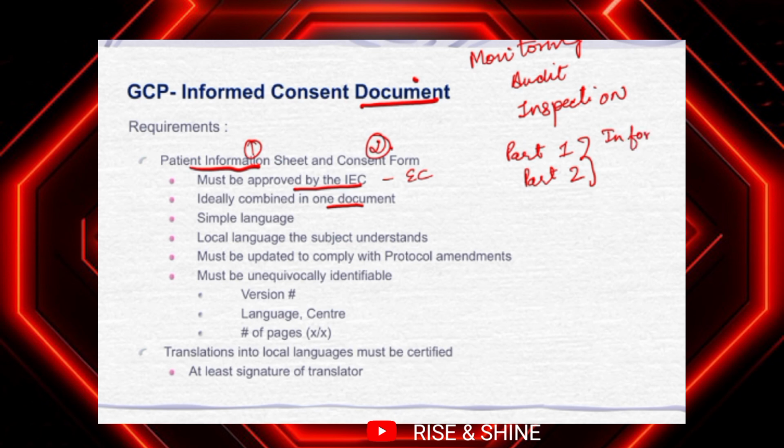But this should not be 2 sheets, this should be one document only, the consent form. It should be in simple language, especially in a local language which the subject can understand. If the trial is happening, suppose the English version is created first, then it is translated to a local language. If the trial is happening in Delhi, maybe Hindi is preferred. If Maharashtra, Marathi is preferred.